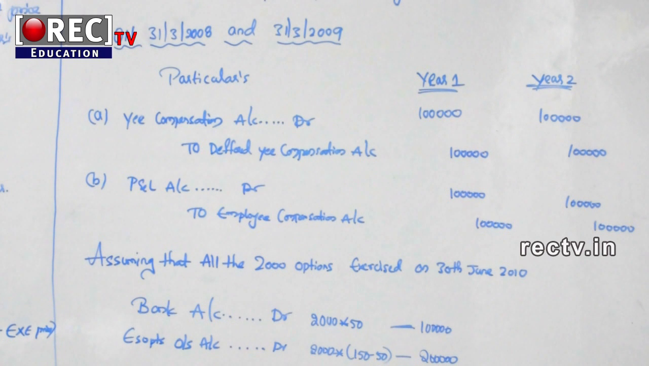And here the first entry is employee compensation account debit to deferred employee compensation account, 1 lakh in the first year, and in the second year also it is 1 lakh. It is because we are transferring the deferred employee compensation account for 2 years to the P&L account. So year 1, 1 lakh is transferred to the P&L account and year 2 also. So the entry will be P&L account debit to employee compensation account, 1 lakh and 1 lakh.